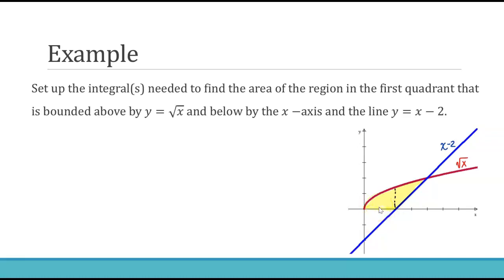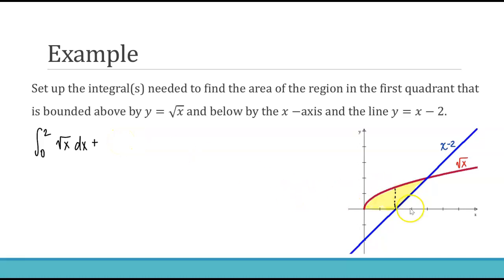And so that first integral is going to look like the integral from 0 to 2 of the top function, which is the square root of x, and then minus the bottom function, which is really just 0. The x-axis is the function y equals 0. So there's really kind of no bottom function, right? It's just 0. So it's your standard definite integral. So the square root of x, just dx.